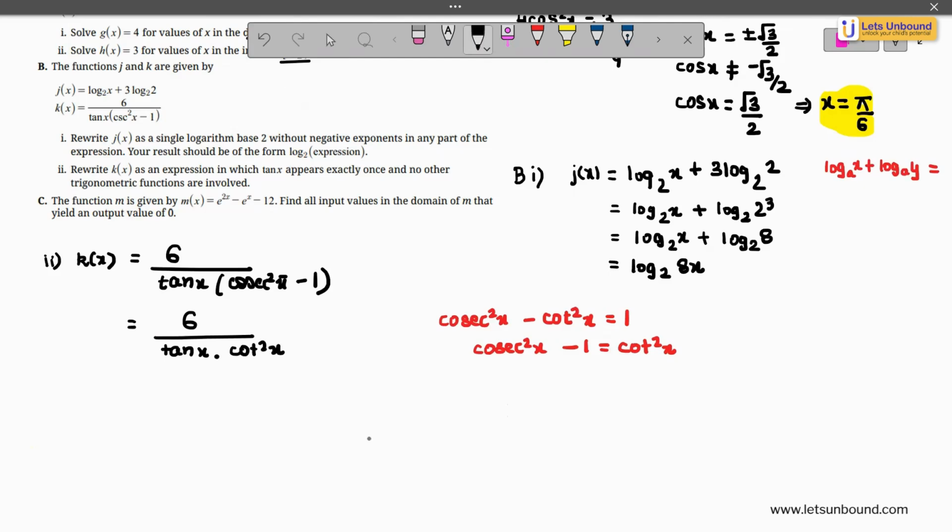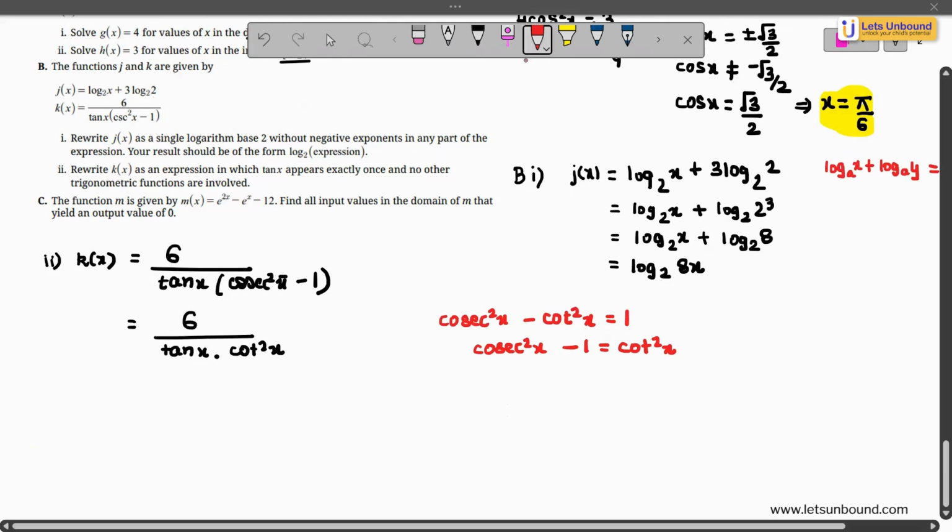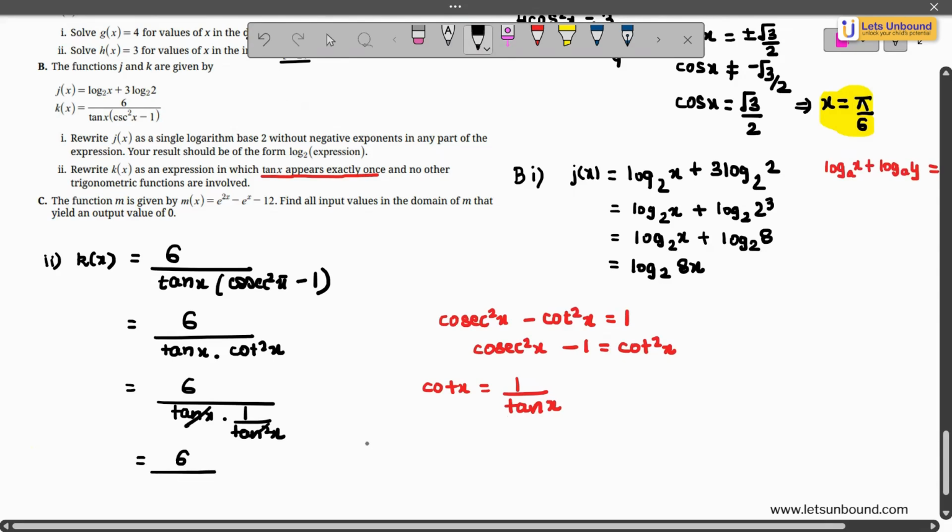Now we use the property that cot x can be written as 1 over tan x, because my question says I have to write it only in the form of tan x appearing once. So replacing that value of cot x as 1 over tan x, it can be written as 6 over tan x times 1 over tan square x. Now a tan and tan would just cancel out. I'll have 6 over 1 over tan x.